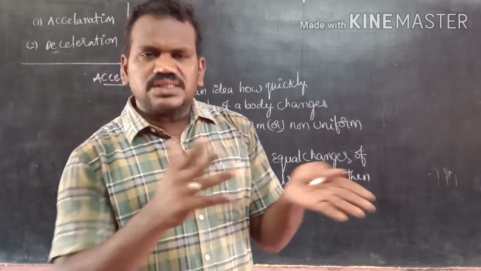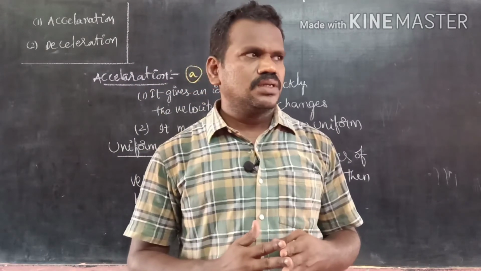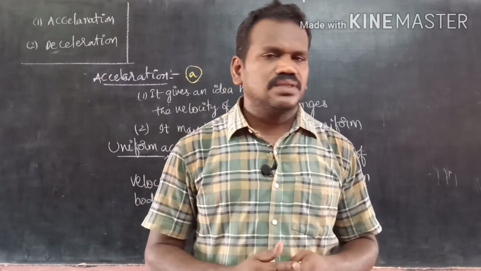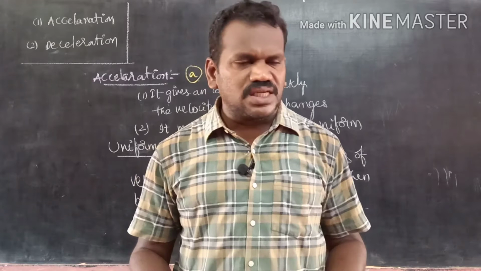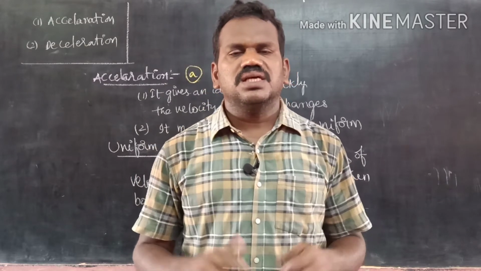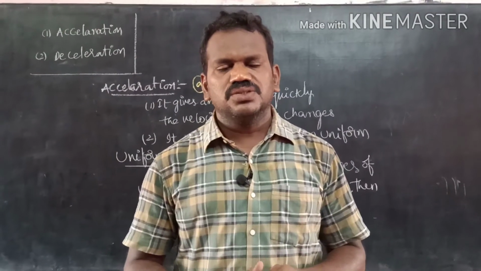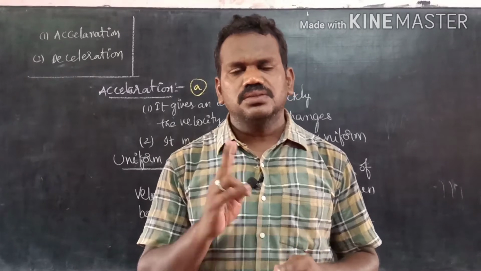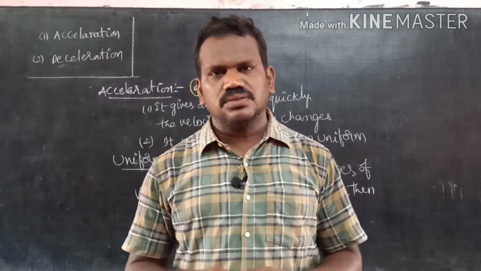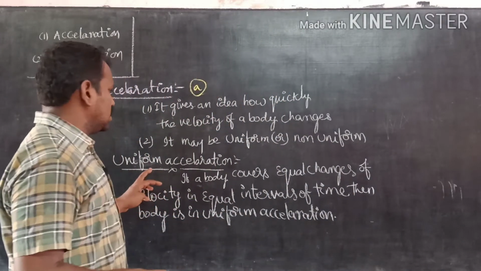If the change in the speed or change in the velocity is uniform, then the acceleration is said to be uniform acceleration. If the change in the speed or change in the velocity is non-uniform, then the acceleration is said to be non-uniform acceleration. So how many types of acceleration are there? Two types. Number one, uniform acceleration. Number two, non-uniform acceleration.